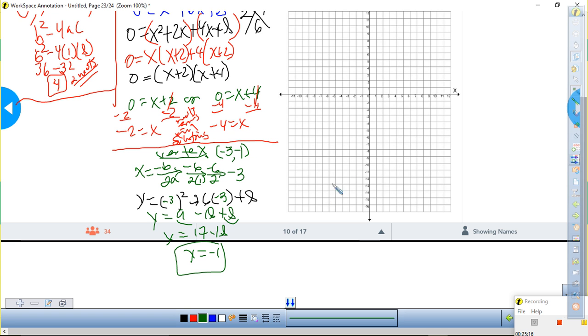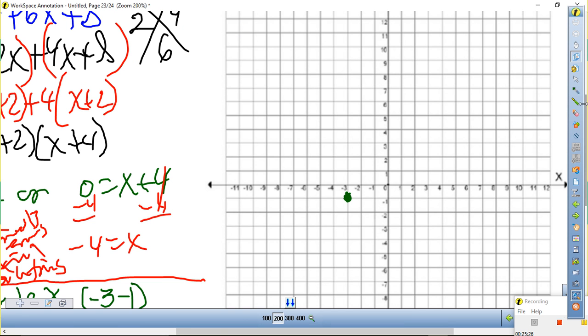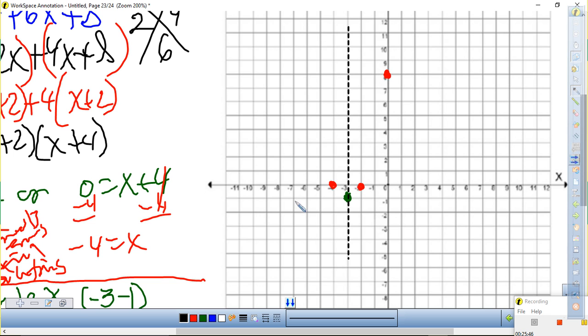Okay? Let me plot it really quick before we go. Negative 3, negative 1. Let me zoom in. Negative 4 for the 0, and then the other one's negative 2. And our y-intercept was 8. The line of symmetry goes through the vertex. And what was the other point missing on the left-hand side for that graph? Negative 6, 8. Hands if you got that. That is correct. That goes through there.